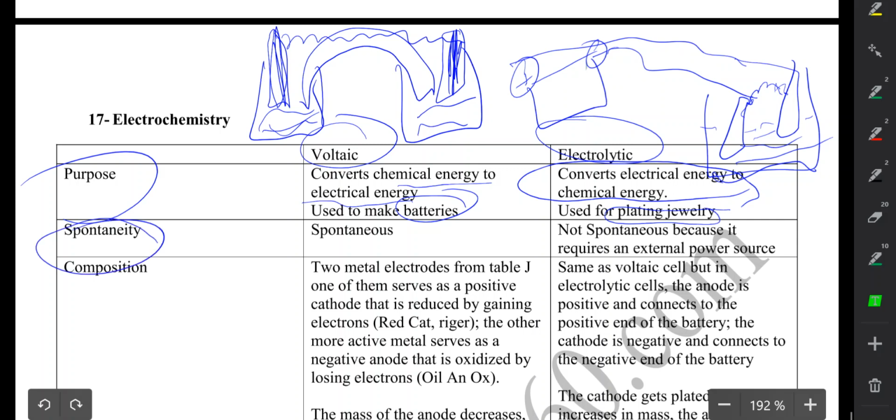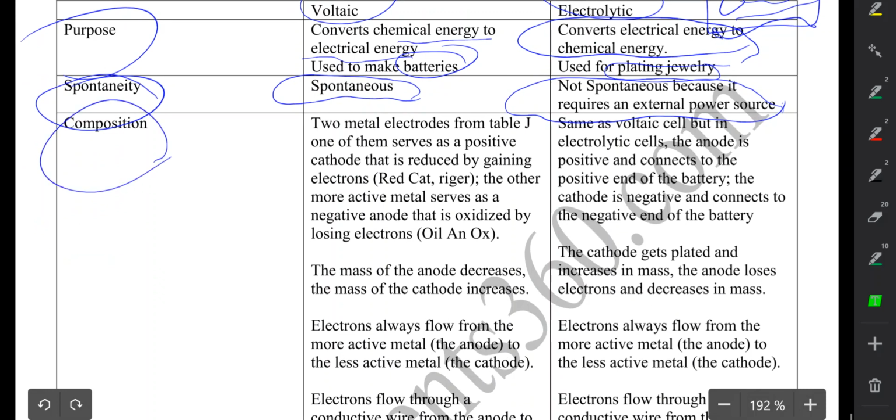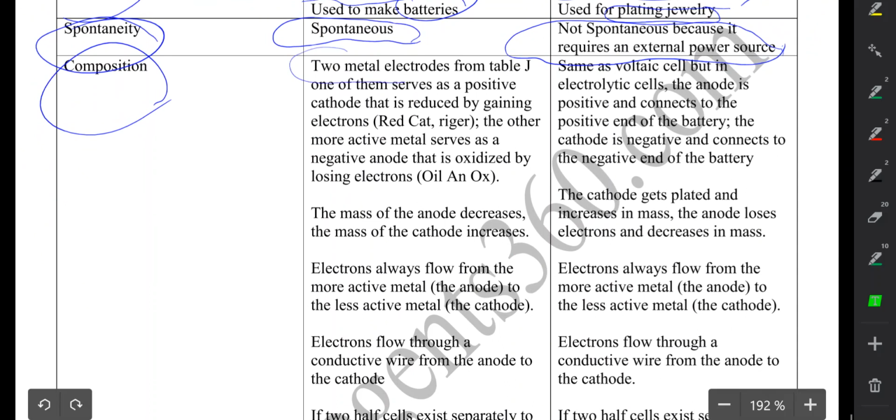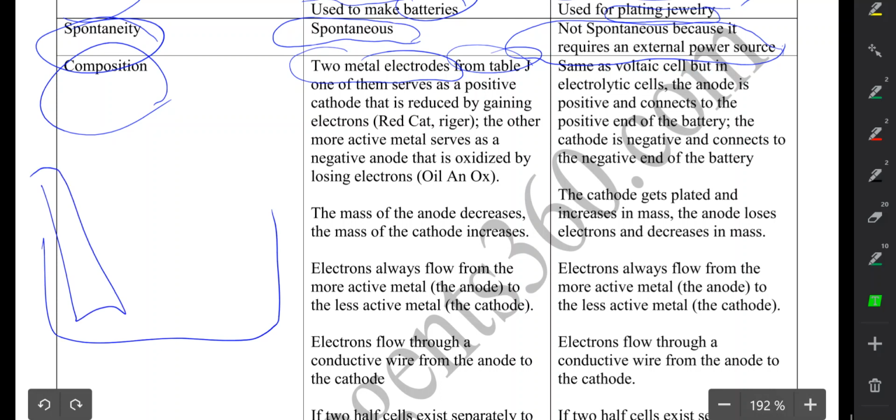Okay, spontaneity. Voltaic cells tend to be very spontaneous because they do not require any outside energy to drive a chemical reaction, while electrolytic cells are not spontaneous because they are powered by an external power source. When it comes to the compositions, in a voltaic cell, we have two metal electrodes from table J usually. One would be more active than the other. So we draw the picture again. You don't need to draw two half cells. You can just draw one half cell.